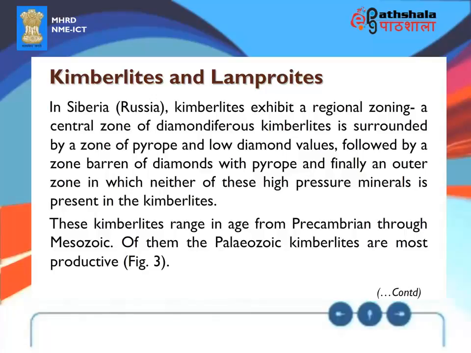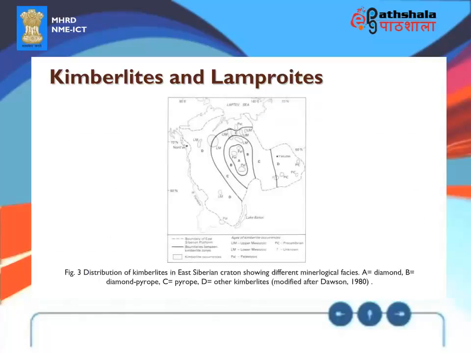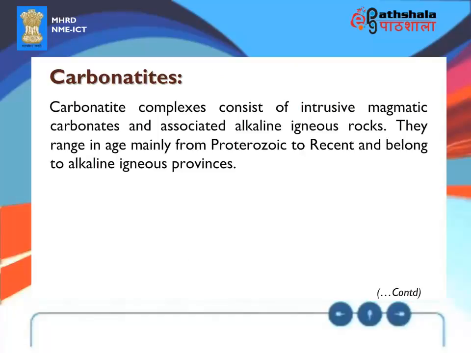Of them, the Paleozoic kimberlites are most productive, as shown in Figure 3. Figure 3 shows distribution of kimberlites in East Siberian Craton showing different mineralogical facies. The places marked as A show diamond, B show diamond pyrope, C shows pyrope, and D shows other kimberlites. Modified after Dawson 1980.